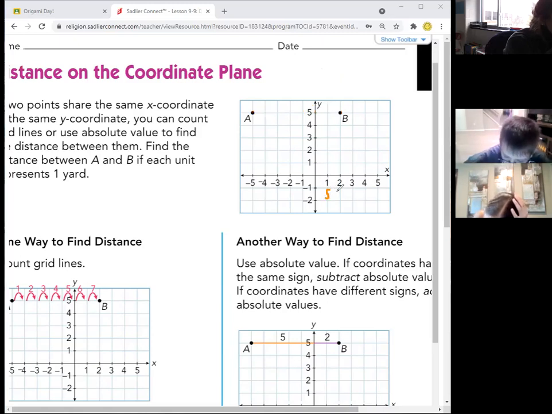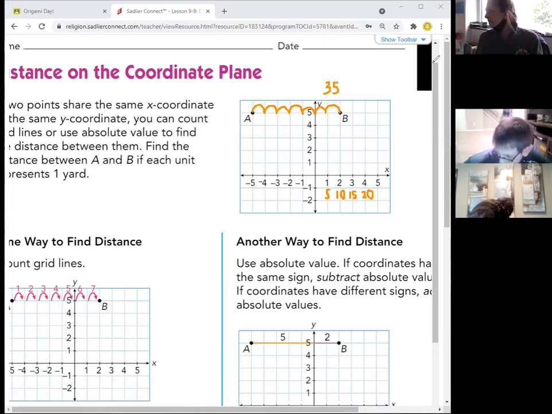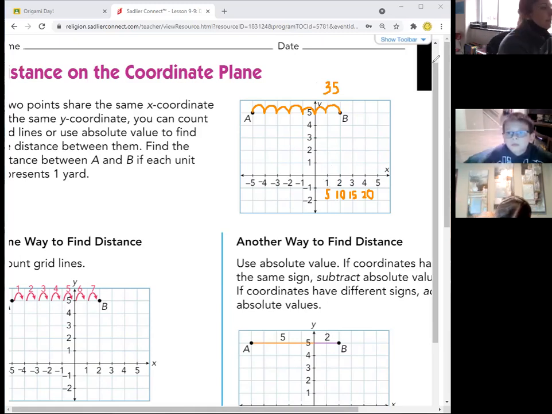But what if these weren't by ones? Let's just pretend for a minute they were by fives, okay? So if the scale was written by fives, then how do I have to count between the units? I have to count by fives, right? So I'm still making 7 hops, but it's 7 hops of 5, not 7 hops of 1. So I would count 5, 10, 15, 20, 25, 30, 35. So if the scale were by fives, the distance would be 35 units between A and B. Does that make sense? So be cautious about the way the scale is shown on your paper.